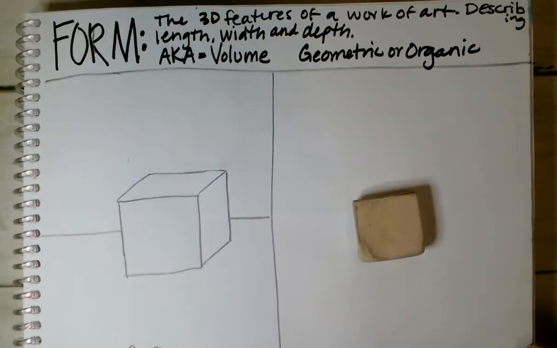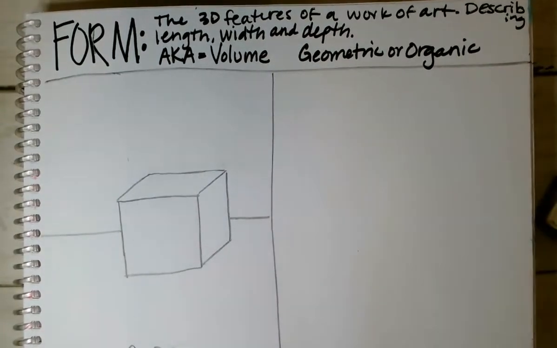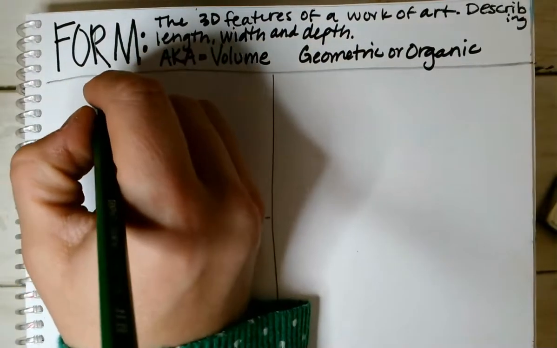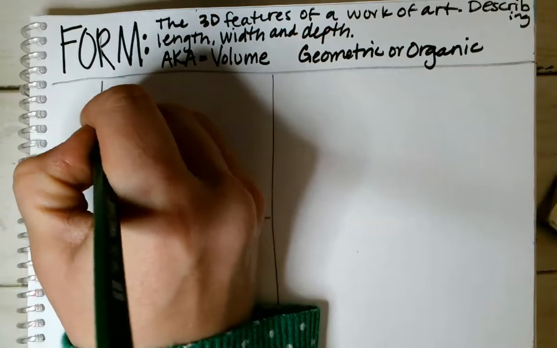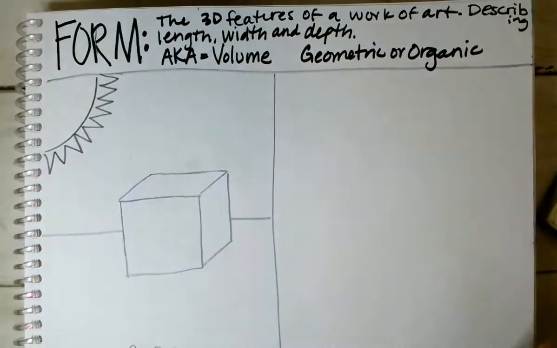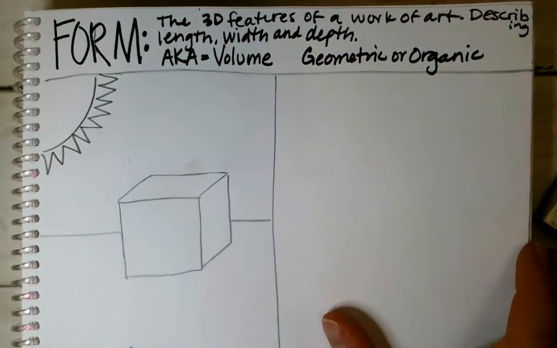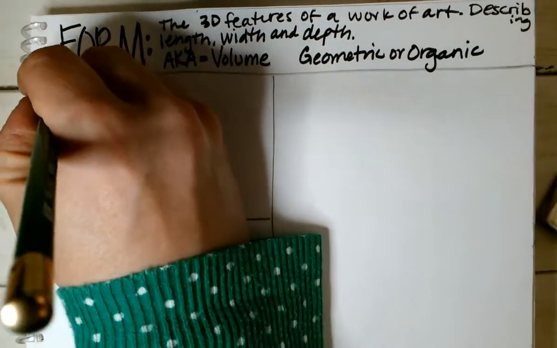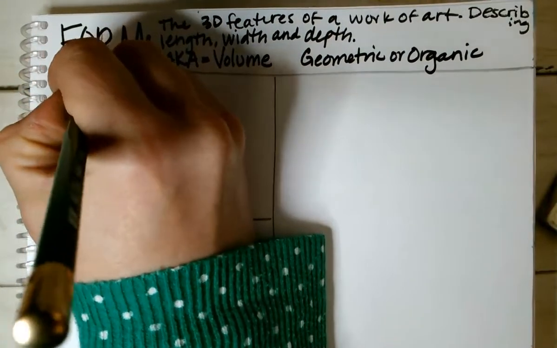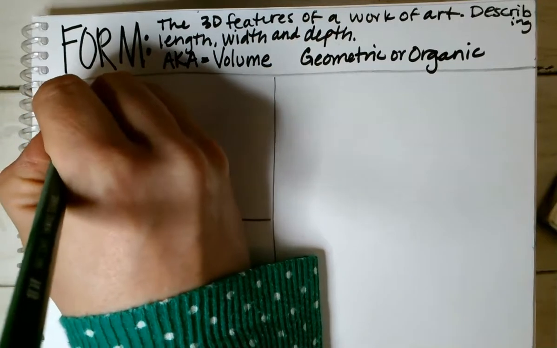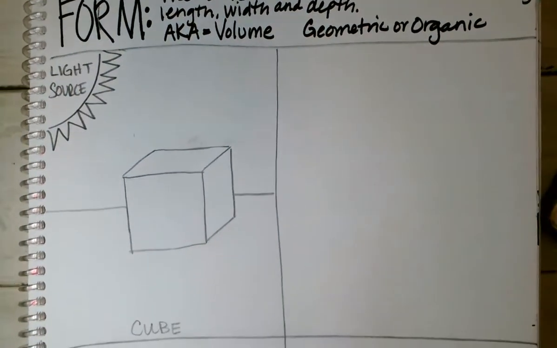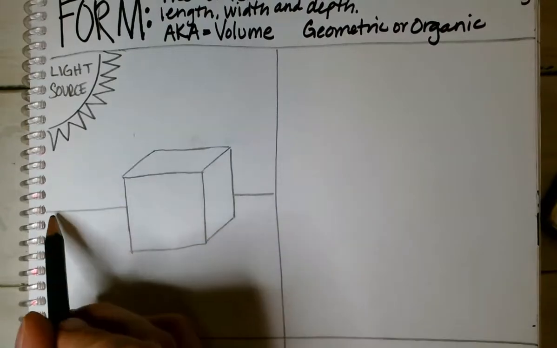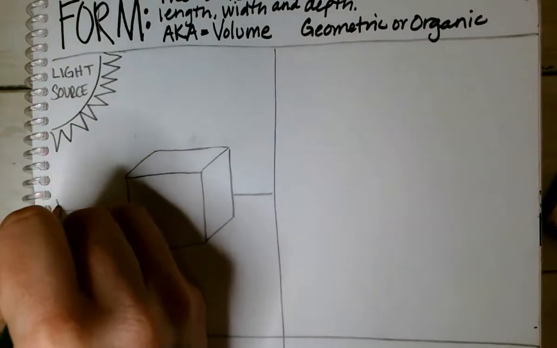So we are going to draw this now, this cube with a light source and some shadows. I'm going to put in my light source on the top left. We're going to put in a symbol of a sun to signify light. I'm just going to put light source. Please draw along with me for your notes in class. And I called this the horizon line here, so I'm just going to label it horizon line.